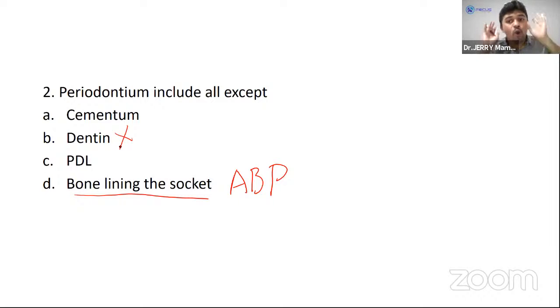Always read, go back to your concepts and see what all the points are there, and then only answer. Okay. So bone lining the socket. What is bone lining the socket? It's alveolar bone proper. So that is correct. PDL is correct. Cementum is correct.